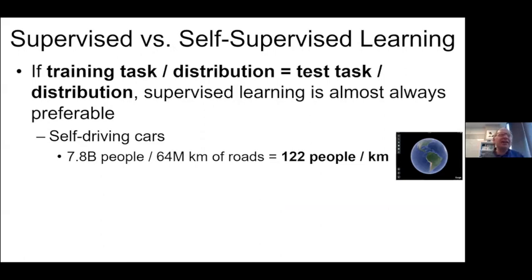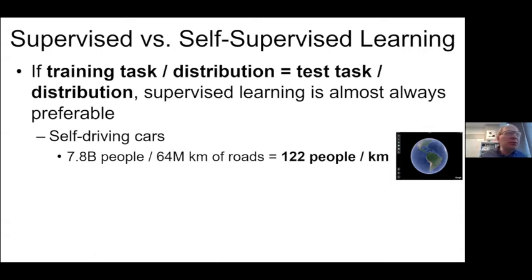And so here's my back of the envelope calculation. The distribution of all the roads in the world, you'd think it's actually very huge, but it's not really that bad because there are about 8 billion people right now living on Earth, right?